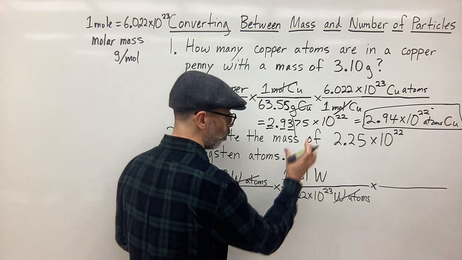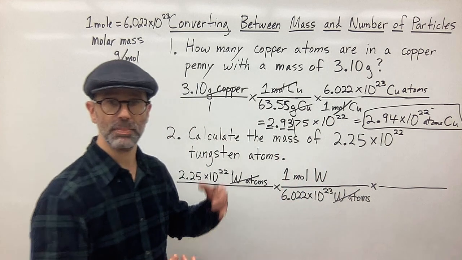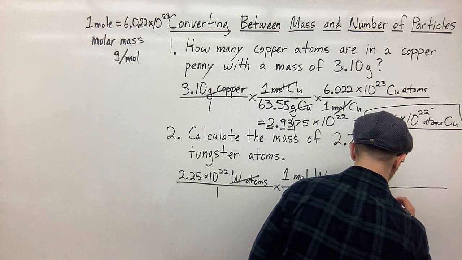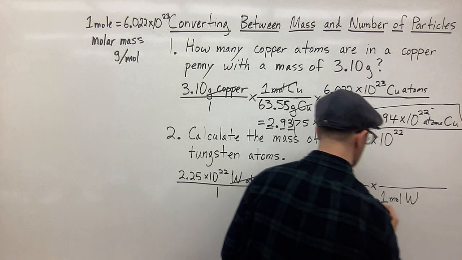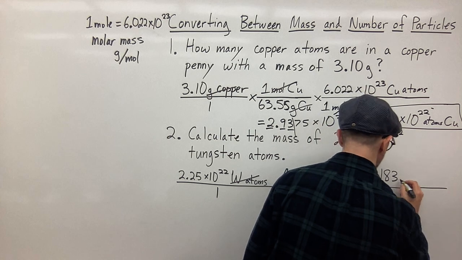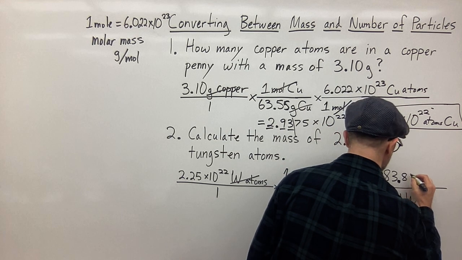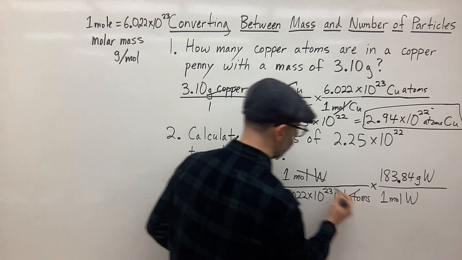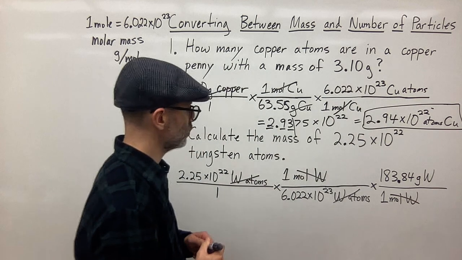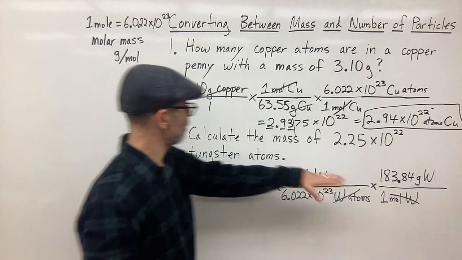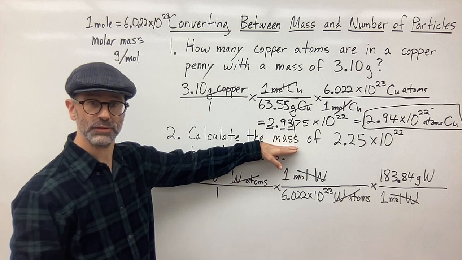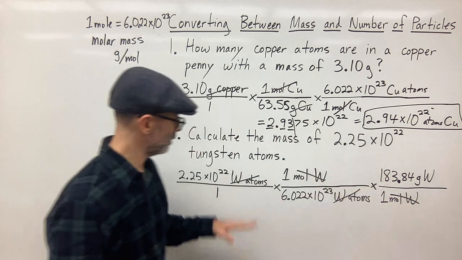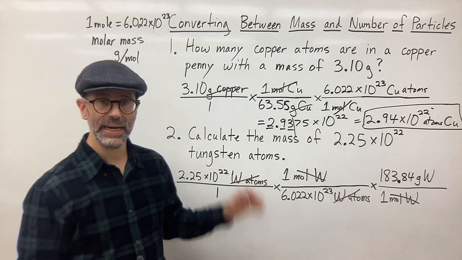So 1 mole is equal to 183.84 grams. So I want moles on the bottom. So I'm going to put 1 mole of tungsten and 183.84 grams of tungsten. So moles of tungsten is going to cancel out. I have grams on top. Grams or mass is what they're asking for. So I'm done. So now all I need to do is multiply by everything on the top, divide by everything on the bottom, and I get my answer.